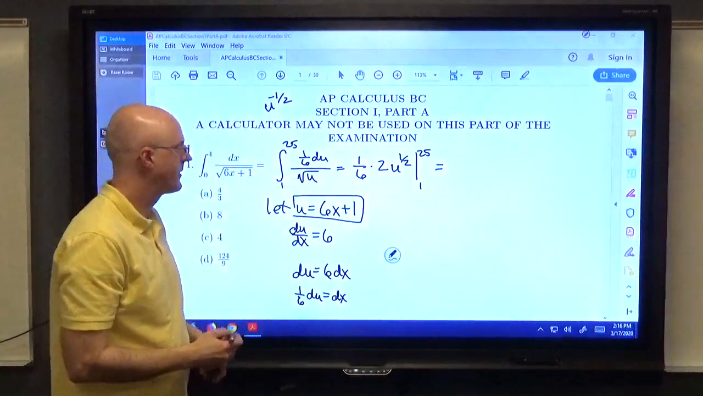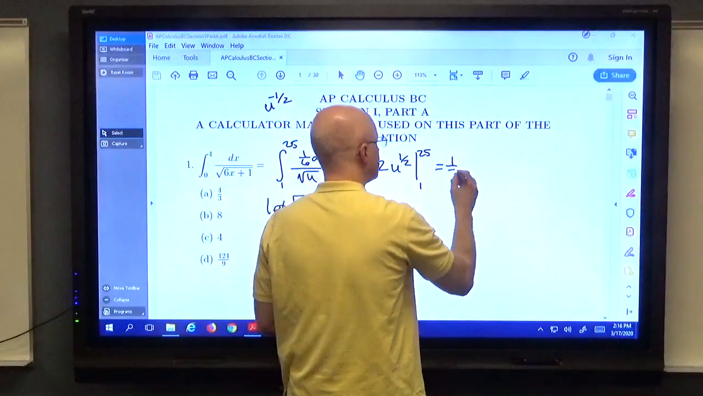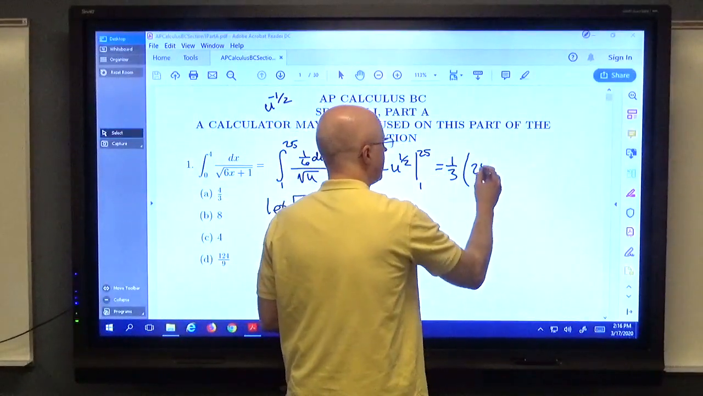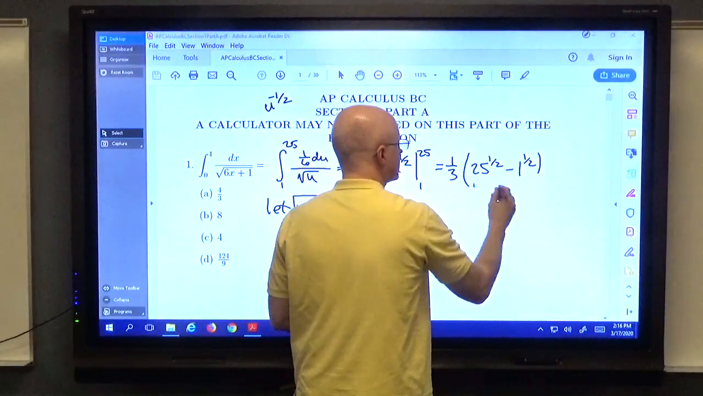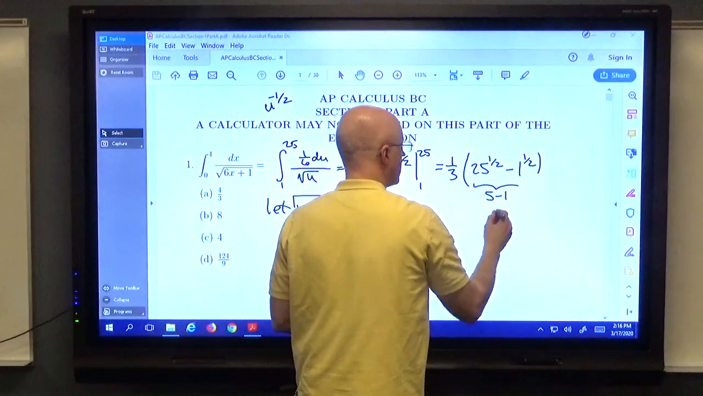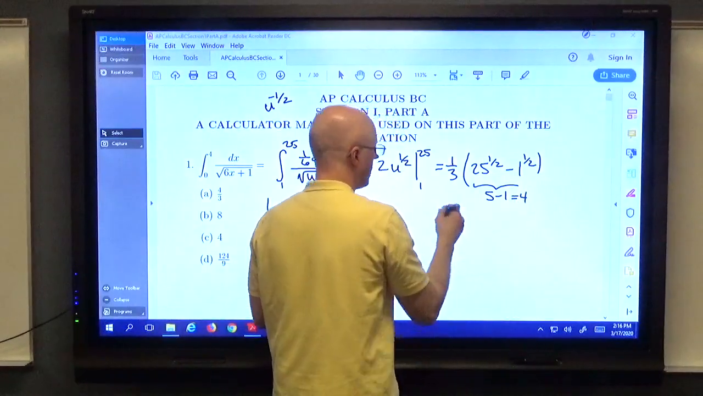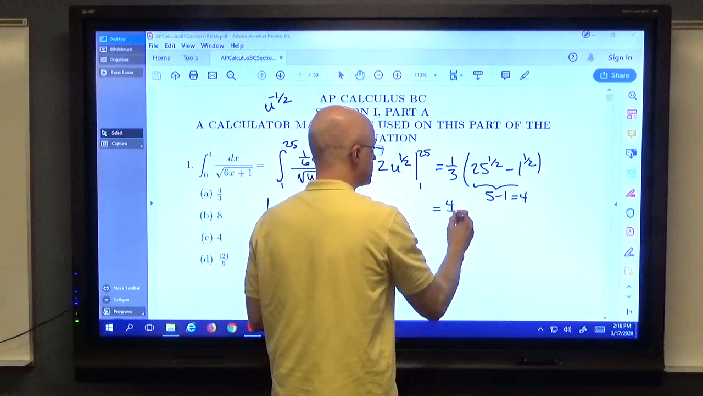1/6 times 2 is 1/3. You're going to get a 1/3 out in front. Then you're going to have 25 to the 1/2 minus 1 to the 1/2. That's a 5 minus 1, or 4. 4 times 1/3 is 4/3.